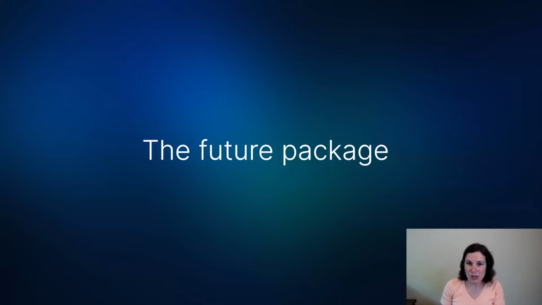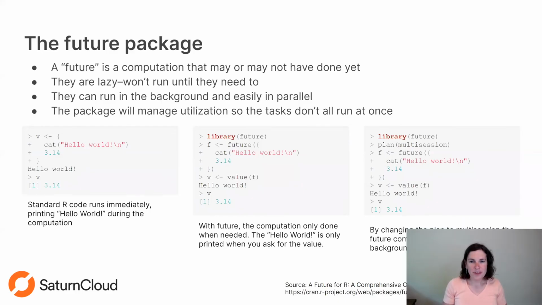Which leads us to the future package. So the future package is, again, like I said, probably the closest to what you think of when you think of data science parallelization. The future package is built around the idea of a future. A future is a computation that may or may not have happened yet, which is to say they are lazy. They don't necessarily run until they need to. But the nice thing about dealing with these abstractions of a computation, which may or may not have run yet, is it's very easy to take these computations and pass them to another session. So you can run them in the background easily. You can run them in parallel easily.